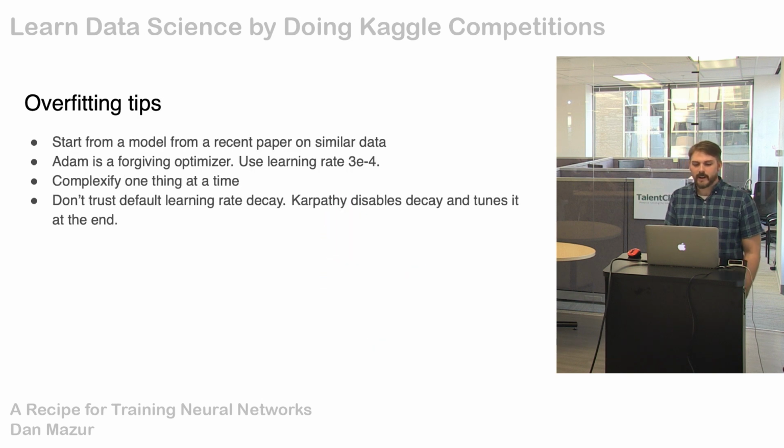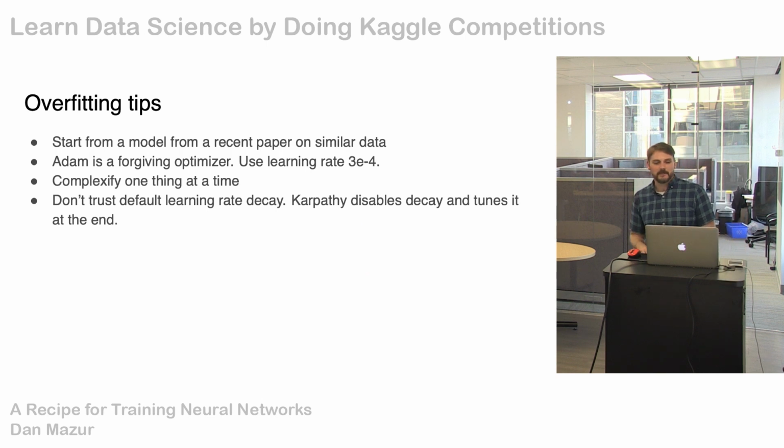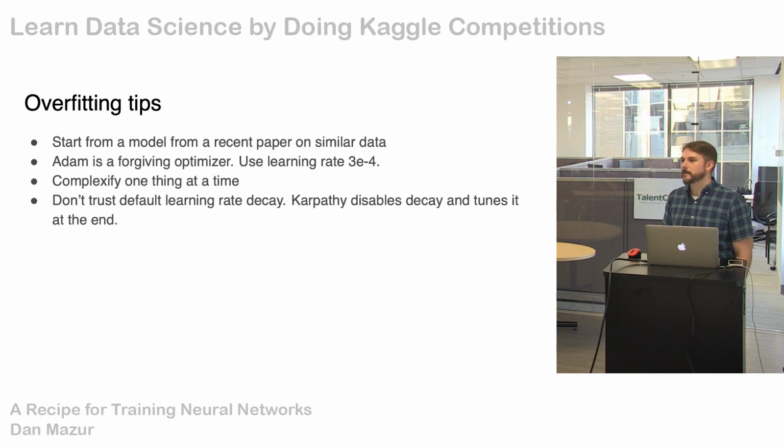He has a variety of tips for how to achieve this overfitting. He starts with a model from a recent paper on similar data. He's working in computer vision, so there are lots of options for him in that space. He starts out with a model type and an architecture he knows works. He says Adam is a forgiving optimizer. So at this point he's using Adam with a very specific learning rate, 3 × 10⁻⁴. He doesn't necessarily say where that number comes from, but he likes it. It's a joke, but it works.